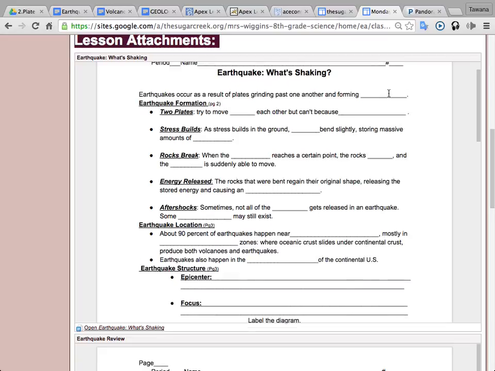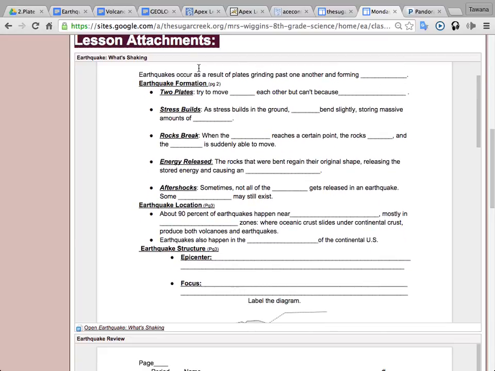Now notice how your notes are set up. The next portion is talking about formation of earthquakes. So earthquakes form when two plates do something, stress builds, rocks break, energy release, and aftershock. Each portion gives us more detail about what they are. So talking about earthquake formation, and we talk about two plates, what is it that we're talking about when two plates try to move, Antasia, past each other, but can't because rocks are in the way?